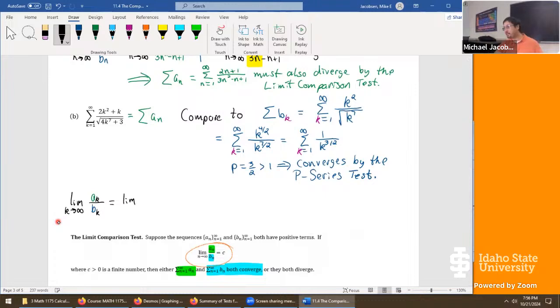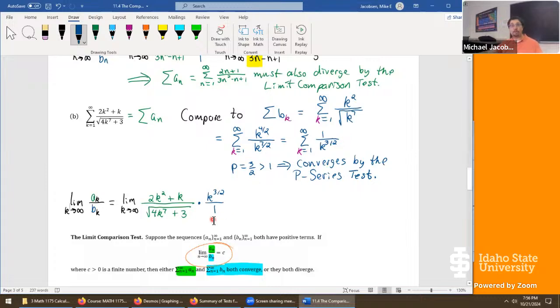So, limit as k goes off to infinity on our next step. For a_k, we grab all that stuff: 2k squared plus k, divided by the root of 4k to the power 7, plus 3. When it says over here, divide by b_k, that means we're multiplying by the reciprocal of that, 1 over k to the 3 halves. So times k to the power 3 halves over 1.